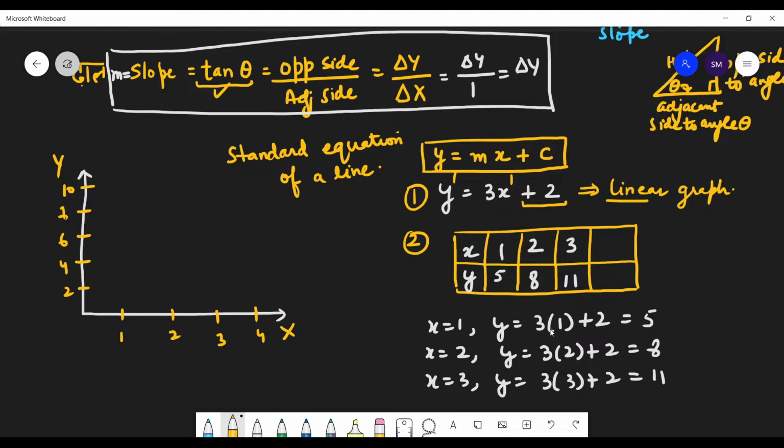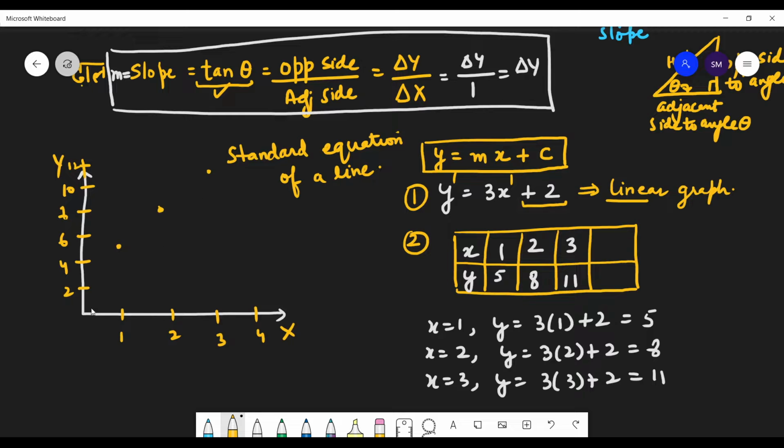So the first point is x equals to 1, y equals to 5. I got this point. X equals to 2, y equals to 8. So 2 and 8. X equals to 3, y equals to, so this is 12 here, so it's 11. So 3, 11.